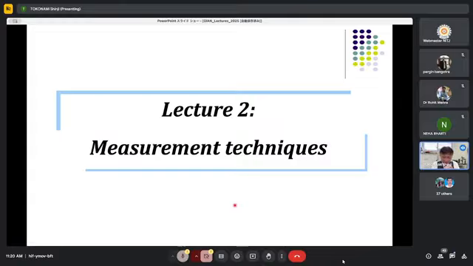This topic is measurement techniques, but it contains many fundamentals. So it takes more time to complete this lecture. Okay, let me start.